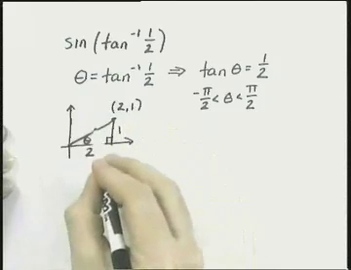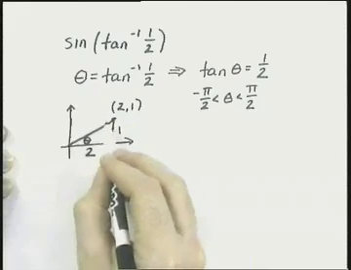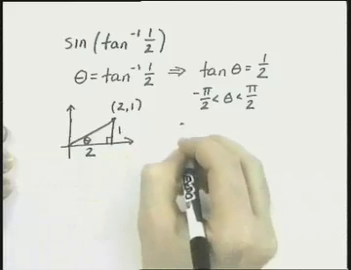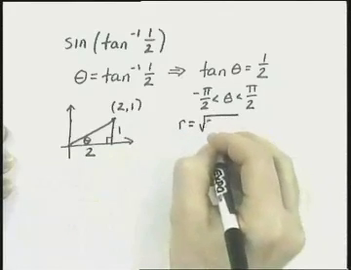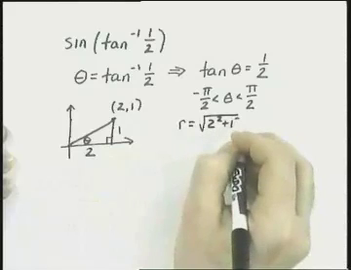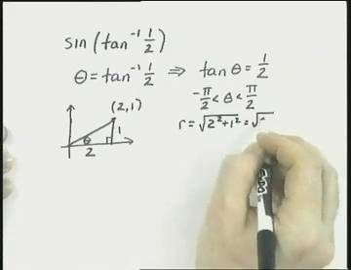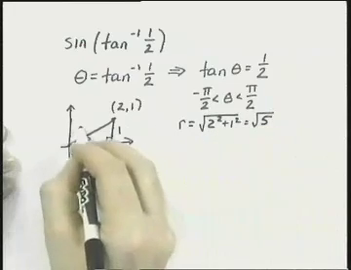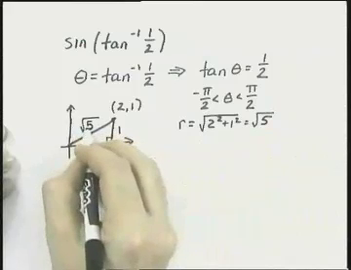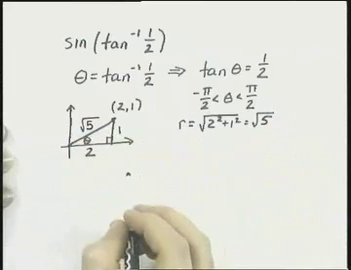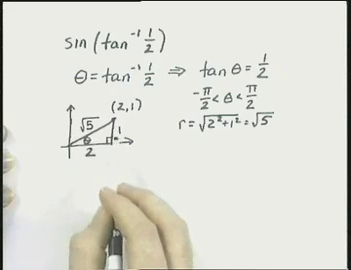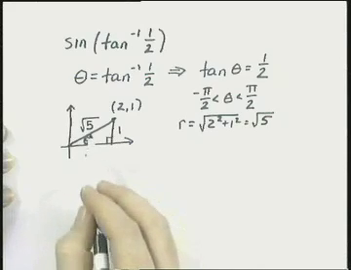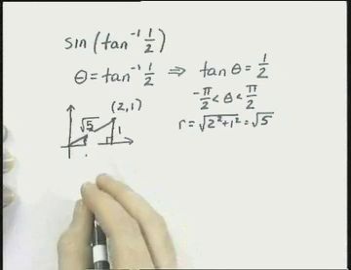So what's the distance from the origin to the point (2, 1)? Well, the distance r is the square root of 2 squared plus 1 squared, or the square root of 5. So I have the hypotenuse, if you will, of this triangle is the square root of 5. So theta has as its side opposite 1, its side adjacent 2, and its hypotenuse the square root of 5.